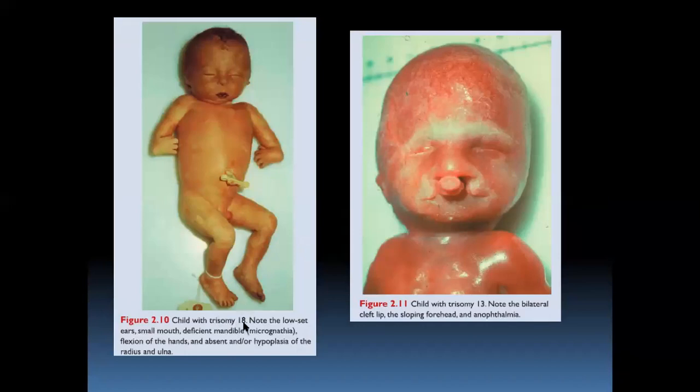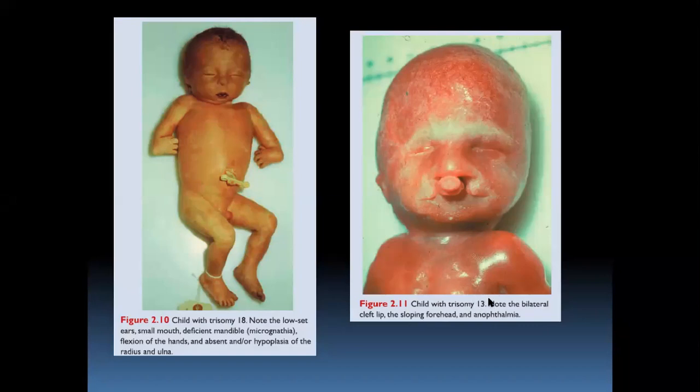Trisomy, when I'm saying trisomy 18, that means what? 18th chromosome. Instead of 2, we have 3. See what kind of changes you will see. Low set ears, ears are small. Small mouth. Deficient mandible, this is called micrognathia. Flexion of the hands, absent or hypoplasia of radius and ulna. See, no forearms.